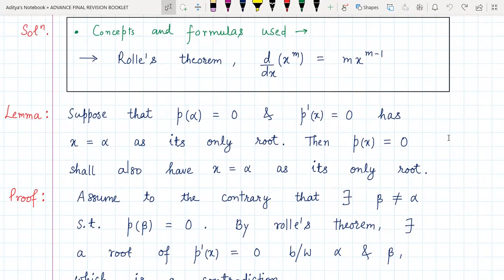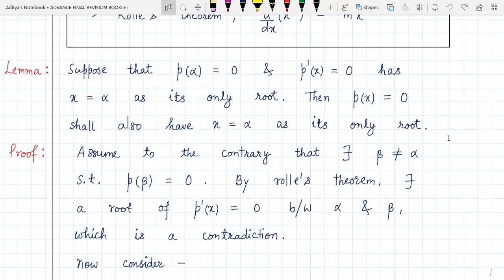How are we going to prove it? The proof is rather simple. We can assume to the contrary that x equal to alpha is not the only root. So that means there must be some other root also of this equation p x equal to 0. So let us assume that other root is beta, which is different from alpha, such that p beta is also equal to 0. But by Rolle's theorem, there exists a root of p prime x equal to 0 between alpha and beta. Why? Because p alpha is 0, p beta is also 0. So both are equal to each other.